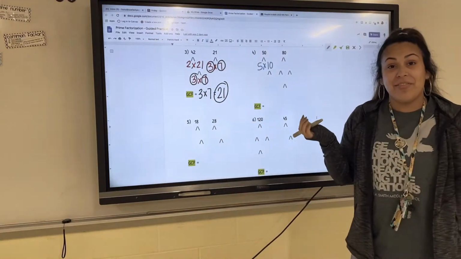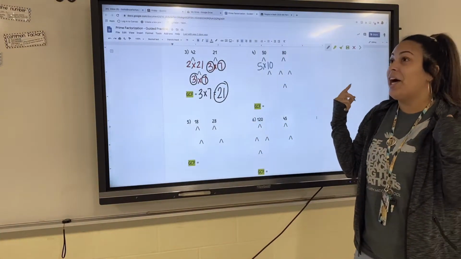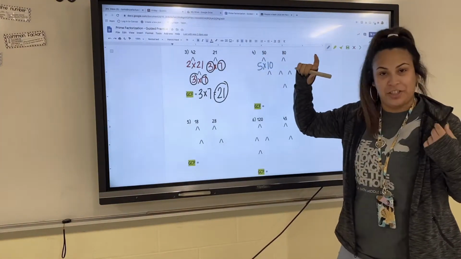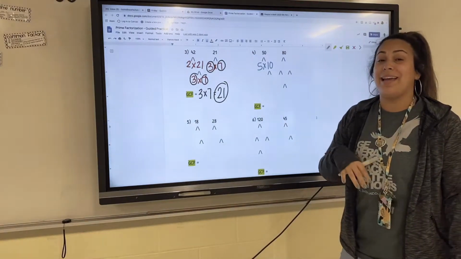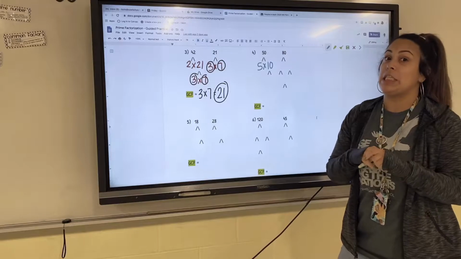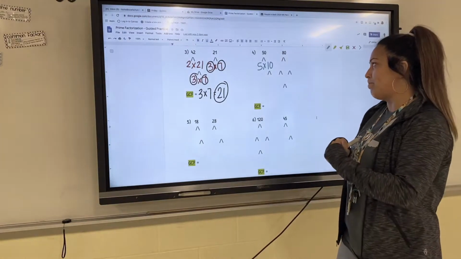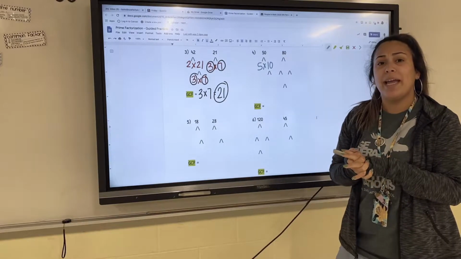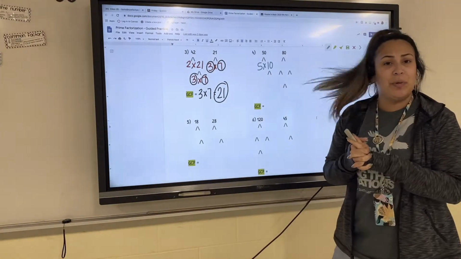So 5 is a prime number. I'm done with 5. At least not done, but I'm done with that little section. 5 is a prime number. I do not need to factor it out. 10, however, is not a prime number. Something else can be multiplied together to give me 10. What can I multiply together to get 10?